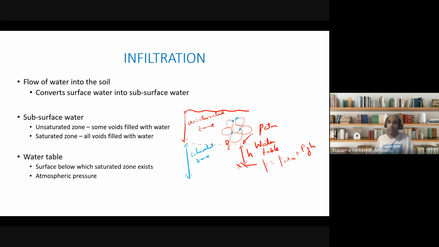So the hydrostatic pressure distribution is assumed to exist even below the water table. It's supposed to increase linearly with h. As h increases, the pressure keeps increasing above the atmospheric pressure. If you write it like this, it's the absolute pressure. If you just remove the atmospheric pressure, then it will be called the gauge pressure.